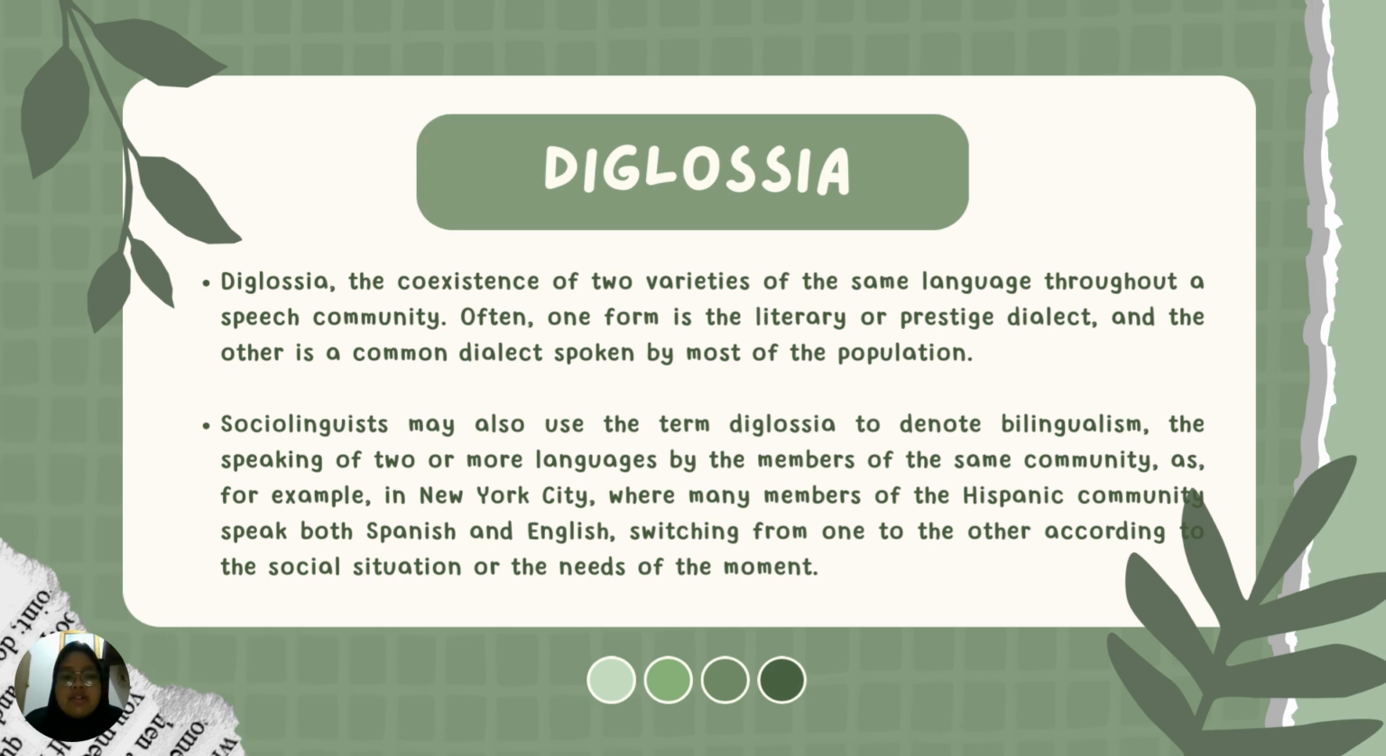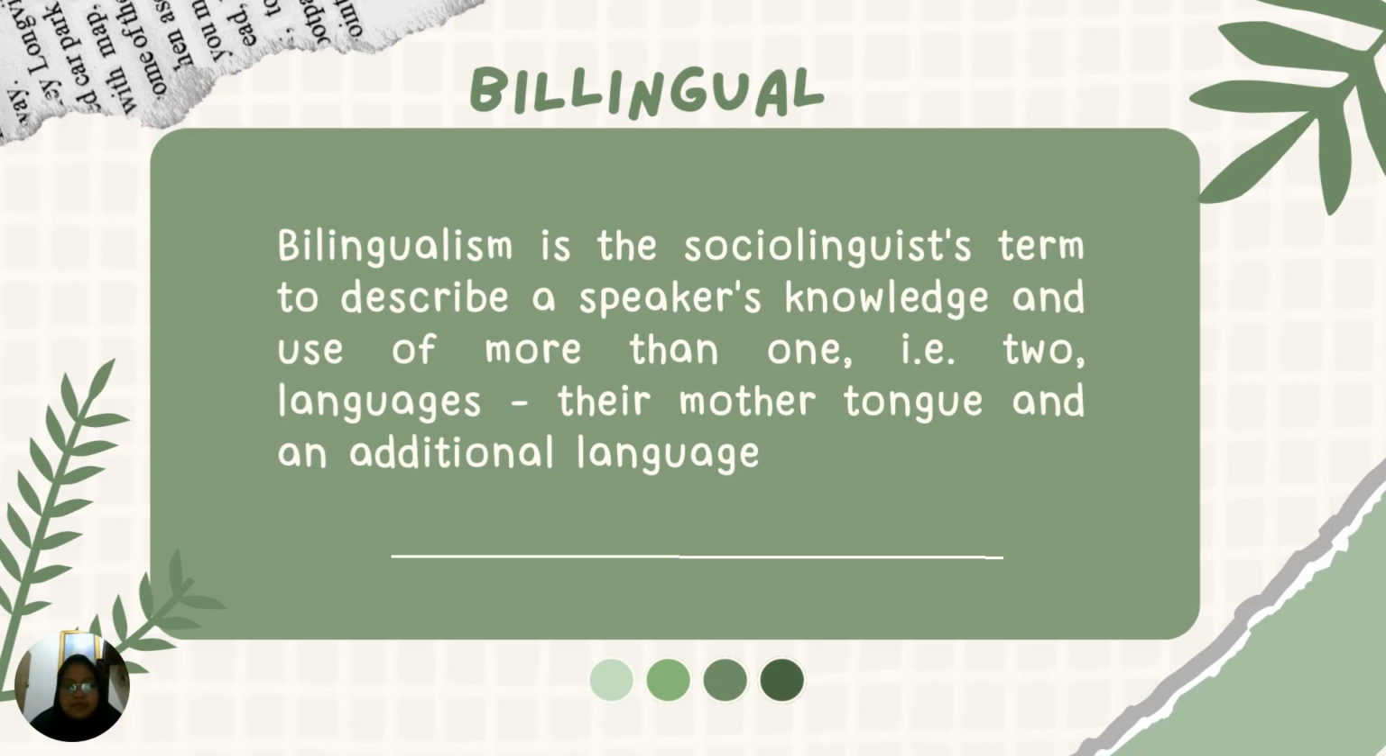Sociolinguists may also use the term diglossia to denote bilingualism, the speaking of two or more languages by the members of the same community. For example, in New York City, many members of the Hispanic community speak both Spanish and English, switching from one to the other according to social situations or the needs of the moment.